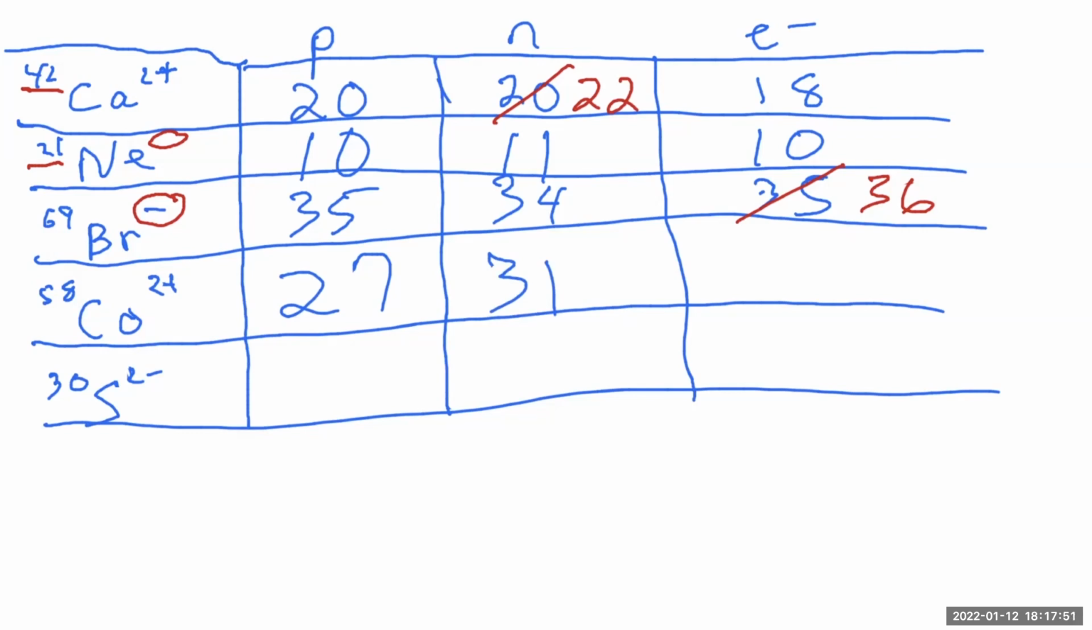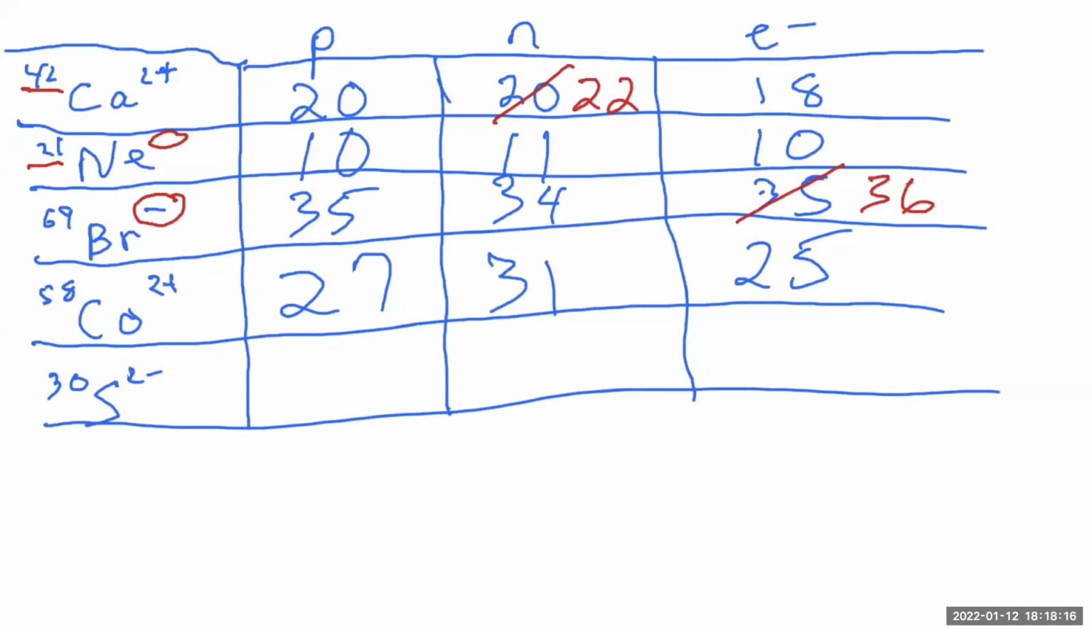How much? 56. 56? 25. All right, let's check it. Cobalt has 27 protons. Yep. The neutrons have to equal 58, so it's 31. That's perfect. And the electrons have to be 2 less than the protons, which gives you a +2 charge.